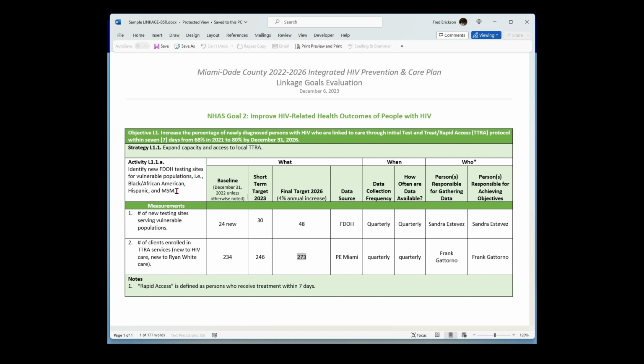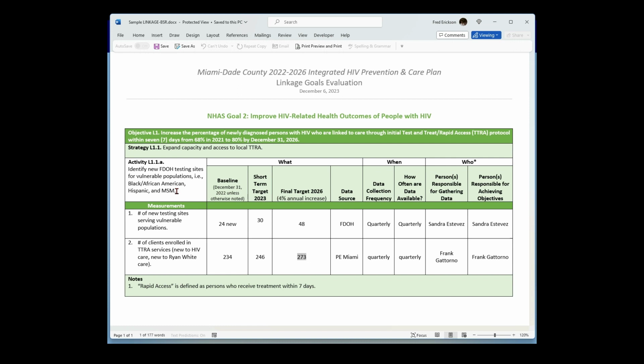Yeah, so under this objective, there are 3 strategies, and like I said, there's a variety of activities under each strategy, and then measurements under those. Okay, so each strategy would have potentially different activities. That's right. Yes, under the same objective. So one objective can have multiple strategies.